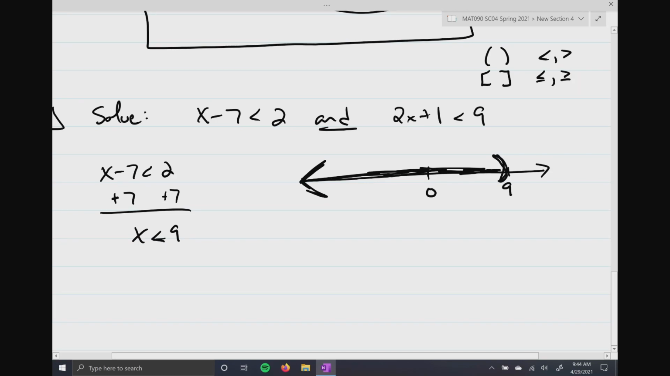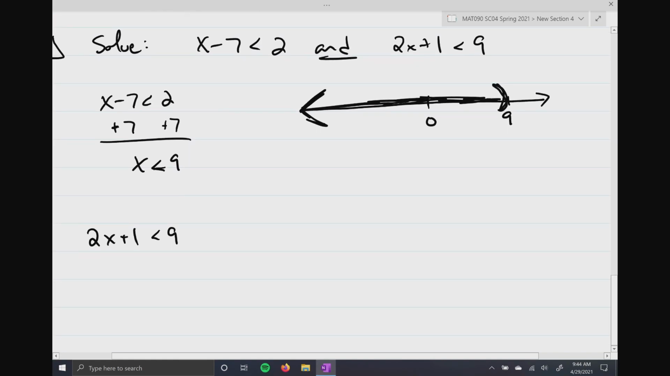Now I'll do the second inequality. 2x plus 1 is less than 9. So I subtract 1 from both sides. 2x is less than 8. Divide both sides by 2. That gives me x is less than 4. So I come over to the right-hand side here.